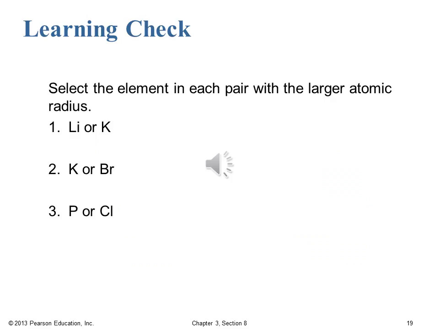Alright, so let's pause now for a learning check, and we'll see how well you're understanding these atomic radius, atomic size trends. So for this learning check, for each of the element pairs, select the element with the larger atomic radius. So for number 1, would lithium or potassium have the larger atomic radius? For number 2, would potassium or bromine? And for number 3, would you expect the neutral atom of phosphorus or chlorine to have the larger atomic radius? So make your selection from each of those pairs and pause the video if you're still thinking. Start back up. We'll see how you did.